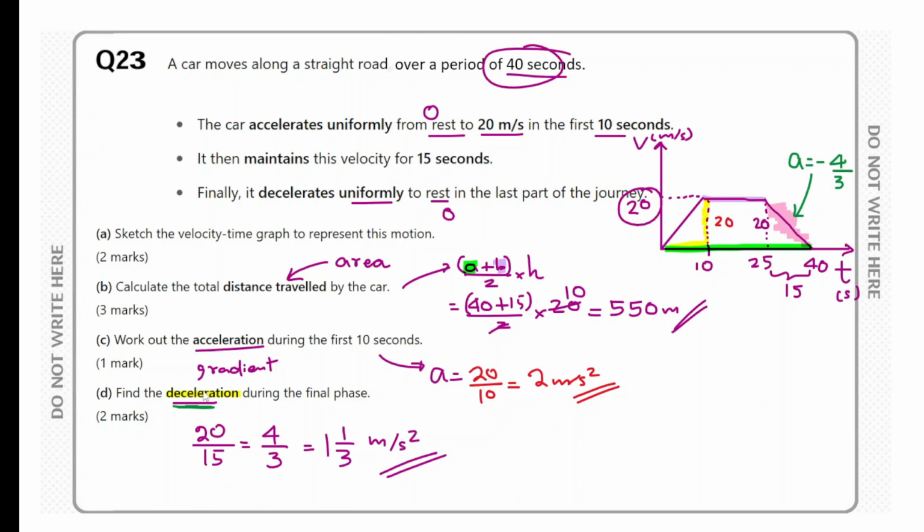But when the question has the word deceleration, the idea that it is going down is already there. So you don't put a negative sign again. So the deceleration is 4 over 3. Acceleration, negative 4 over 3. Deceleration, 4 over 3.